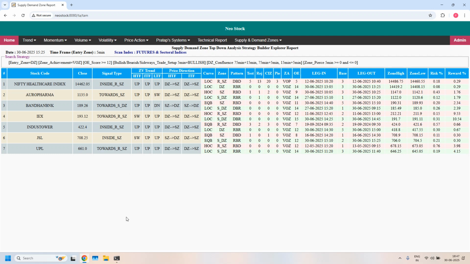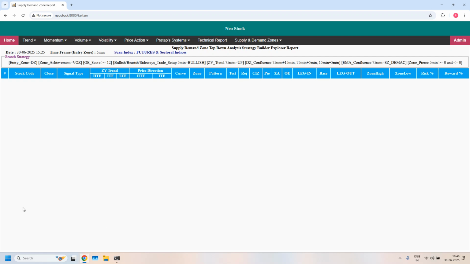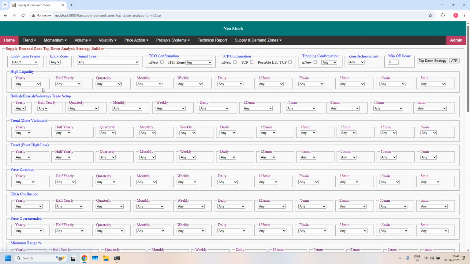Remaining all uptrend. So let's verify if 75 minutes demand zone having the daily EMA confluence. At the same time, trend on the 75 minutes should not be sideways. It should be uptrend because it is bullish trade setup. So none of the stocks are having EMA confluence. Okay, this is bullish trade setup for hourly income trade. Next we will look into bearish trade setup for hourly income trade.